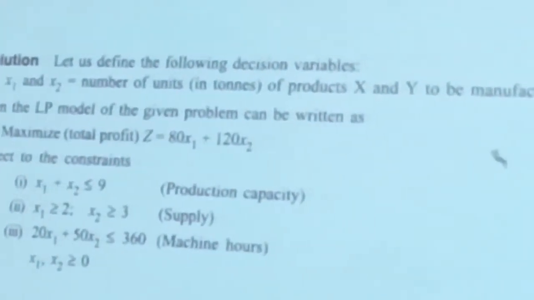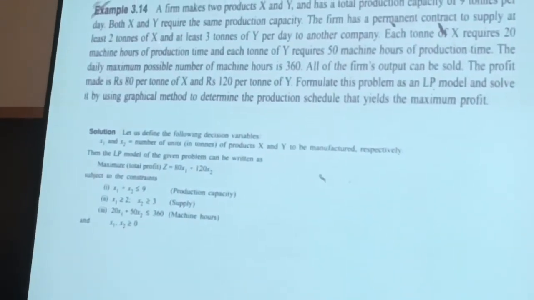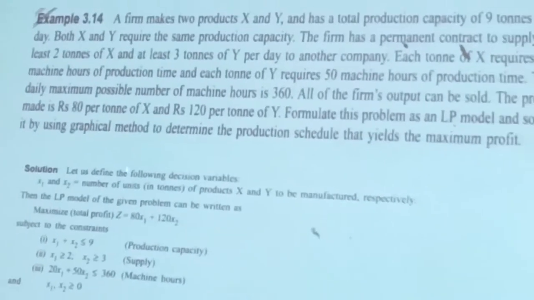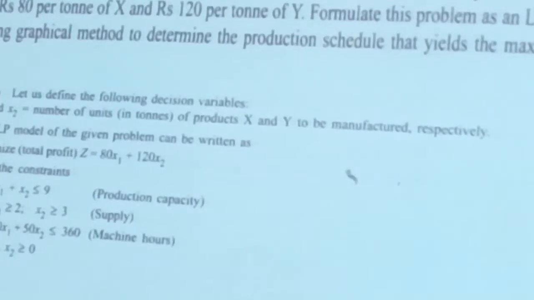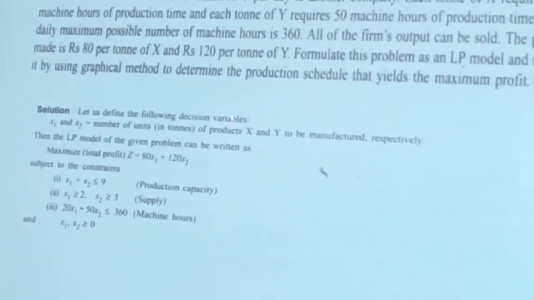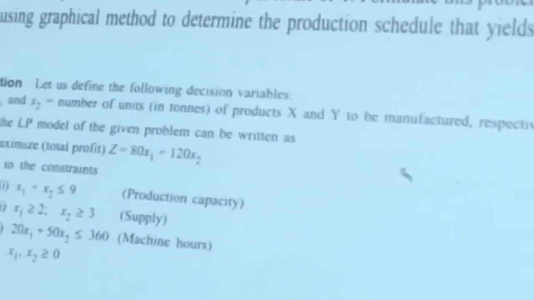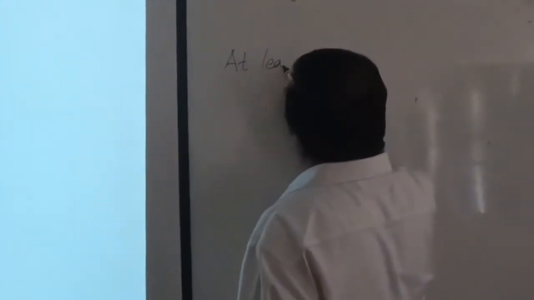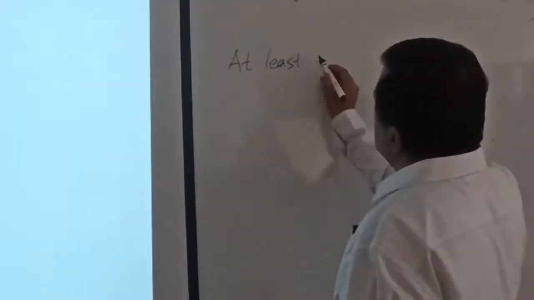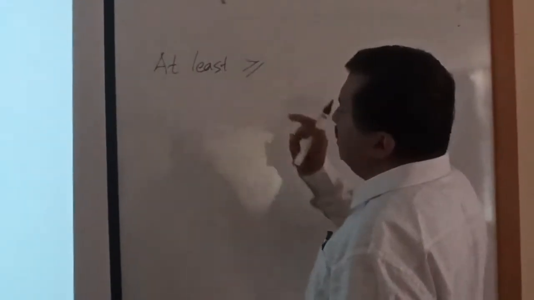And there is also a constraint. You can make only at least 2 tons of X. At least means what? 2 or more. Therefore we have put X1 greater than or equal to 2. And the firm has to make at least 3 tons of Y. Means what? X2 greater than or equal to 3. So whenever you encounter the word at least, then the correct symbol is greater than or equal to. So at least 2 means what?